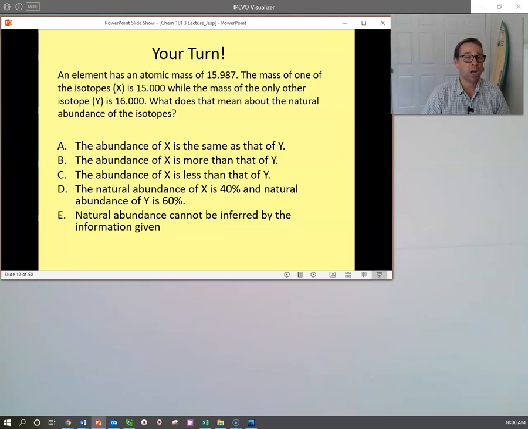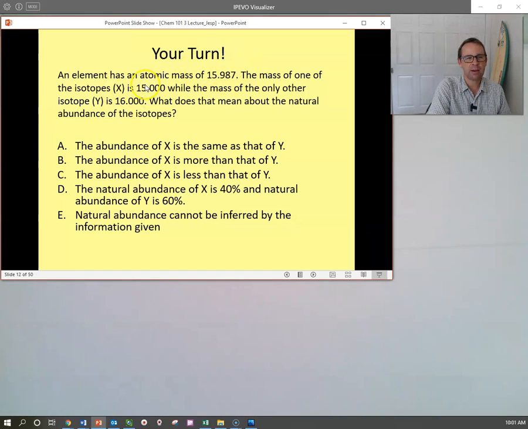Now, the element has an atomic mass, that means on the periodic table, of 15.987. What does that mean about the natural abundance of the isotopes? If the average is so close to 16, then it means that there's more of which one? It's 16. There's more of 16. So that means the abundance of X is less than that of Y. Because if there's more 16, then the average is going to be closer to 16. If there was more X, then the average would be closer to 15.